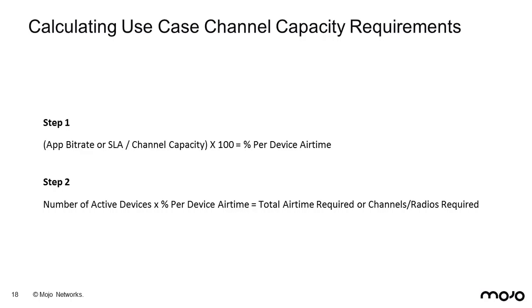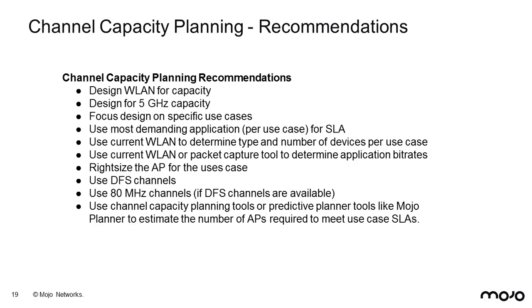Can't reuse the same channels in the same space. That wouldn't buy you anything. And so unique channels and radios required. And that's how we come up with the estimation for channel capacity requirements.